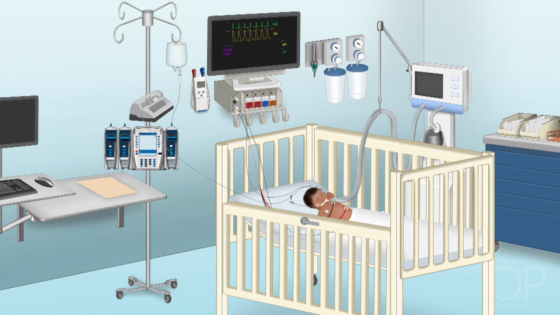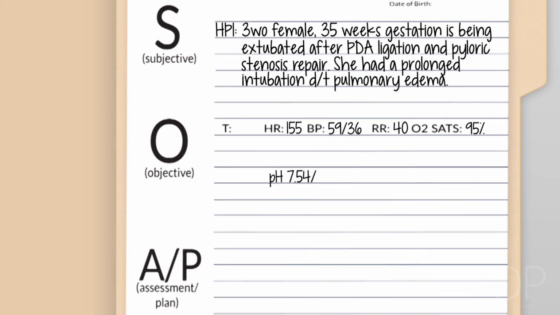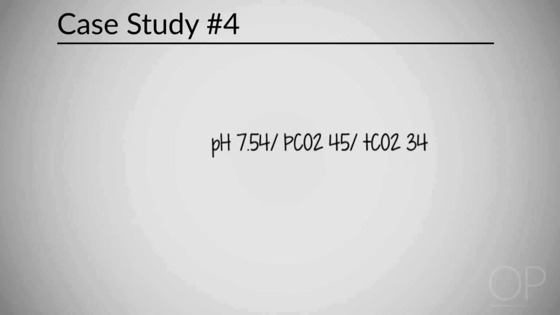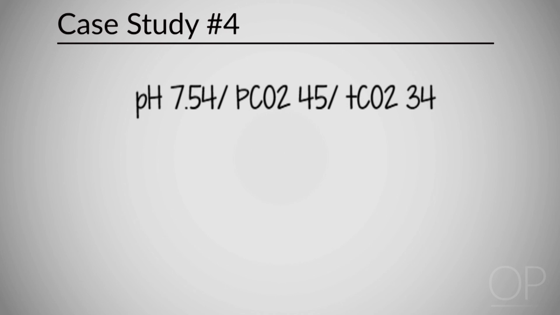From a gastrointestinal standpoint, she's been NPO for the past 6 hours for possible extubation. Intravenous fluids are running and glucose levels have been stable. The team asked to have an arterial blood gas sent to see how her gas exchange was on straight pressure support ventilation. She has an arterial blood gas pH of 7.54, her PCO2 is 45, and her TCO2 is 34. What is your interpretation of this arterial blood gas?